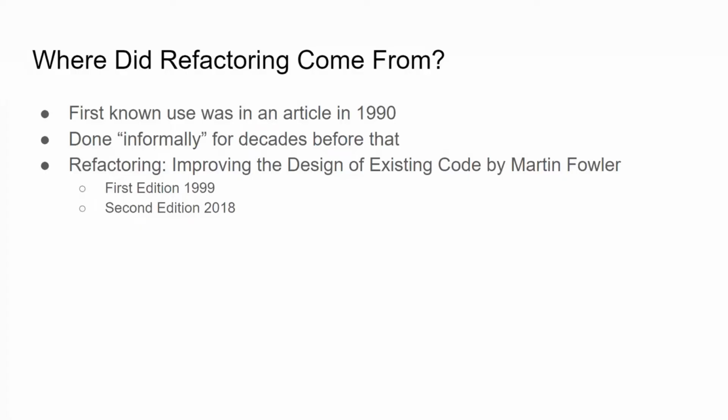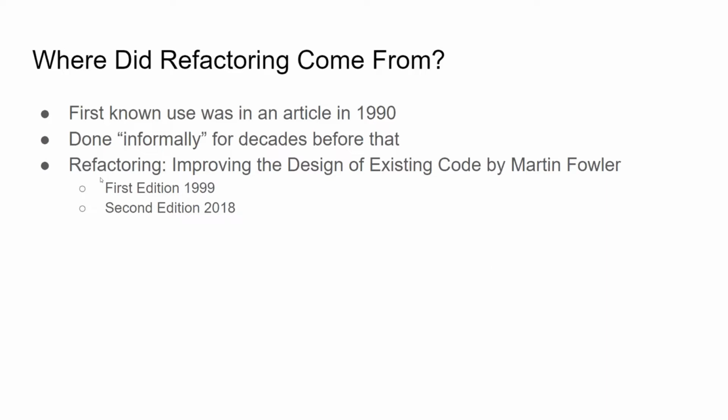So in terms of the origin story of refactoring, apparently, from Wikipedia, it was mentioned in an article in 1990. So refactoring has been around for 30 odd years, but people have been doing refactoring for far longer than that. Ever since code has been written, refactoring has been done. I've read that the term factoring came from a process in Fortran for extracting a method.